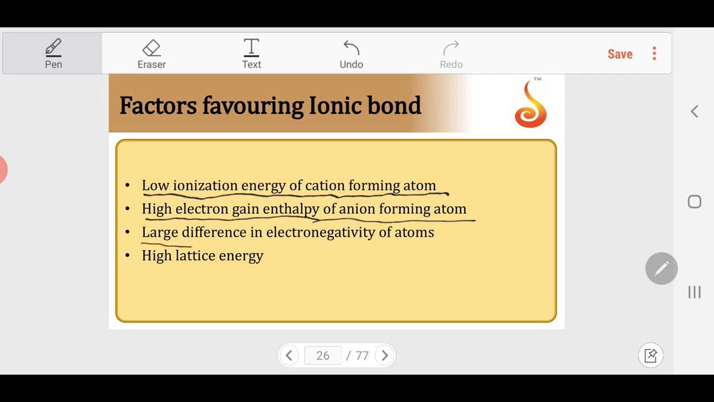And a larger difference between the electronegativity of the two atoms. So the higher the electronegativity difference, the bond formation is going to be predominantly ionic compared to covalent in nature. Then, very important is lattice energy, that should be high. So what exactly is this lattice energy?